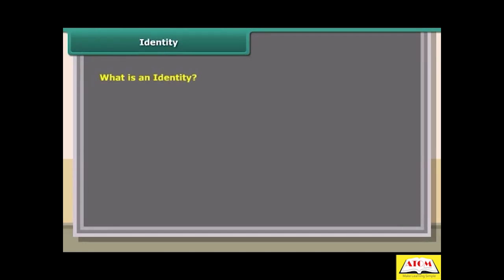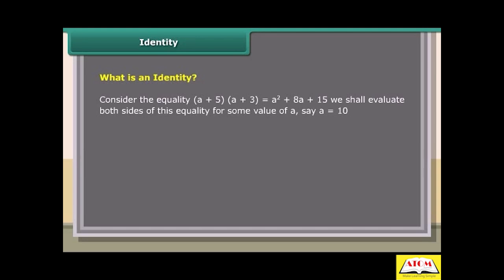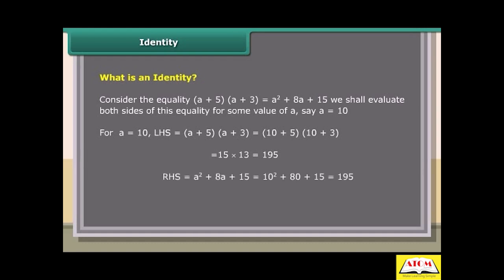Identity. What is an identity? Consider the equality (a plus 5) into (a plus 3) is equal to a squared plus 8a plus 15. We shall evaluate both sides of this equality for some value of a. Say a is equal to 10. For a equal to 10, LHS is equal to (a plus 5) into (a plus 3) is equal to (10 plus 5) into (10 plus 3), which equals 15 into 13, which is equal to 195. RHS is equal to a squared plus 8a plus 15, which equals 10 squared plus 80 plus 15 is equal to 195. The values of the two sides of the equality are equal for a equal to 10.